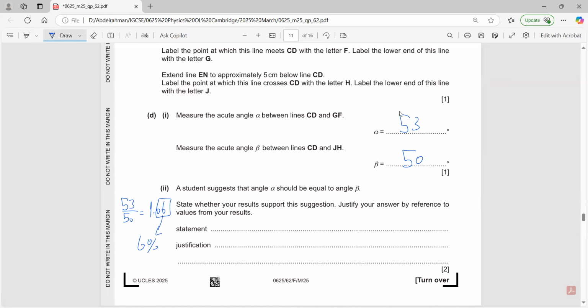So the statement: yes, they are equal. Why? Because the values are close, and we have to say that they are within the limits of experimental accuracy.